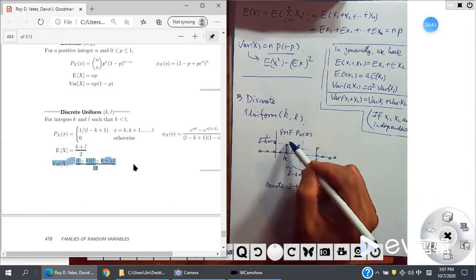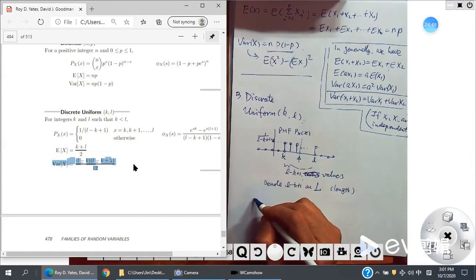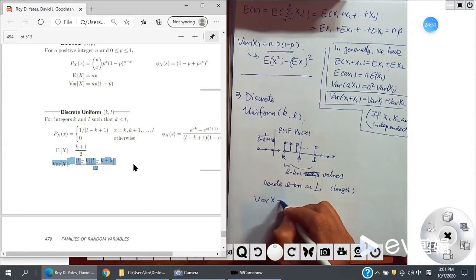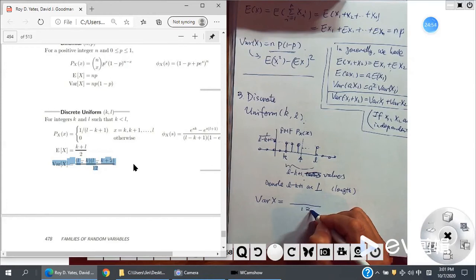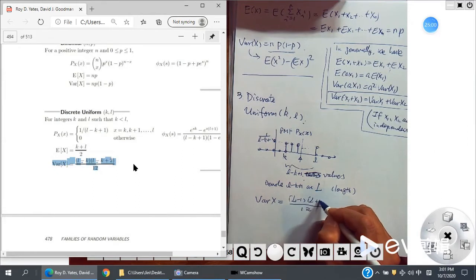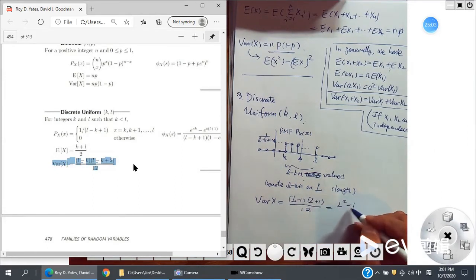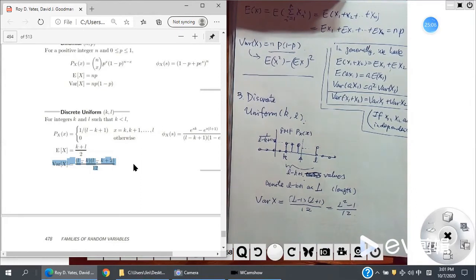Make sense? Length. How many do we have, right? Length. Then the variance of x will be, here's 12 in the denominator. Numerator will be length minus 1 times length plus 1, or length square minus 1 over 12. Yeah, it's like this. Length minus 1. Length is this. Minus 1 we have L minus K. Now as it printed here, right? It's L minus K. And another item is L, the length, plus 1. So plus 1 you get L minus K plus 2. Right? So this is the variance.